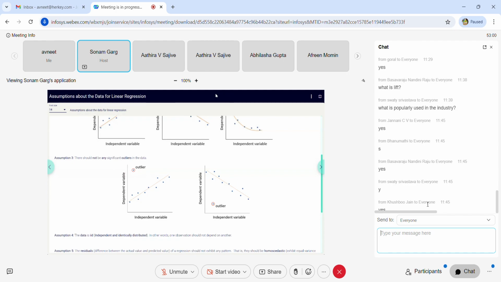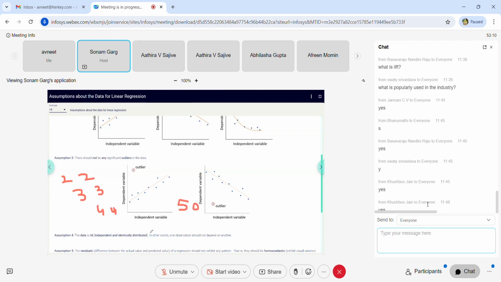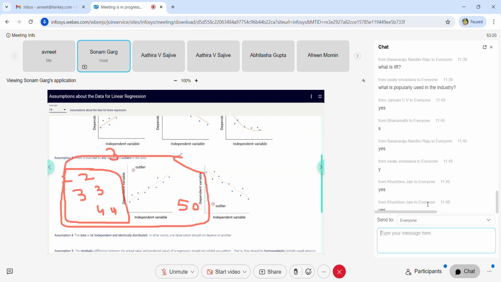Like if I simply talk about me, I have some values. I have 2, 2, 3, let's say 3, 4, and I have one big number, let's say 50, which is my outlier. Now find the mean of this. If I find the mean of the first values, it will come around 3. But now what if I find the mean of all of these? The mean of all these numbers will be so high, which is not close to 3, isn't it?